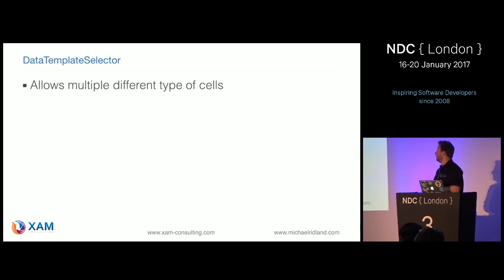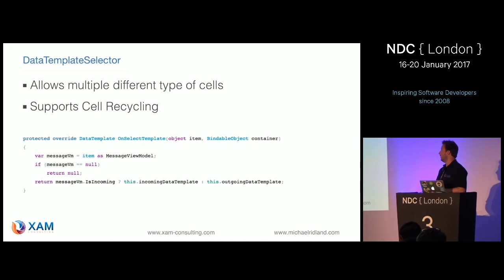The data template selector: cell recycling obviously gives you the performance, but sometimes you want cell recycling while also having different types of views displayed in your list. The data template selector allows you to have these different types of views, and it gives you support for cell recycling. In this example, imagine the chat window in iOS where you've got an incoming message or an outgoing message. You can see here when the template is selected, if the message is incoming, it'll show the incoming data template. Otherwise, it'll show the outgoing data template. Just to give you an example of where it's used to build an app.